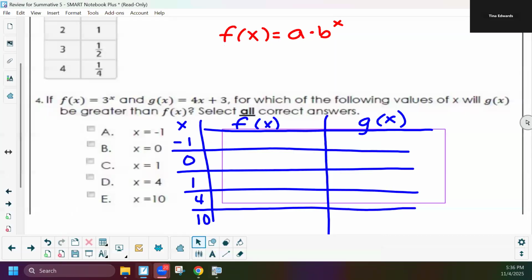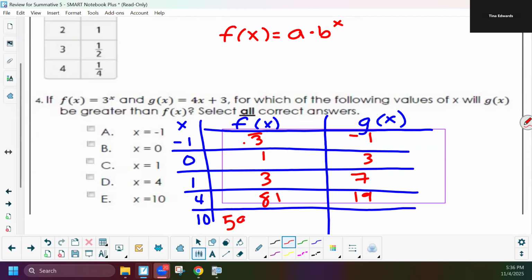Okay, so according to that, I had 0.3 repeating and -1. I had 1 and 3. I had 3 and 7 and 81 and 19. And finally, ooh, huge number, 59049 and 43. Okay, so what this question is asking us, it says, when will g of x be greater than f of x? So I want to know, when will this column here be greater than the other one?